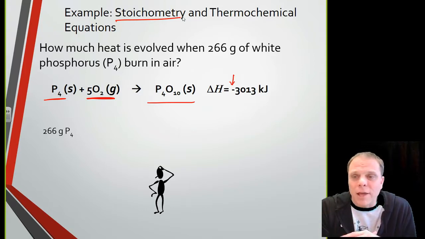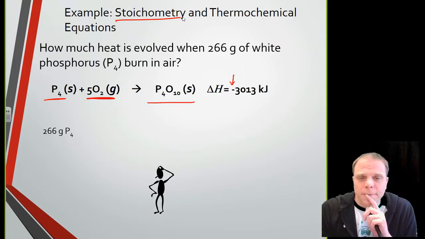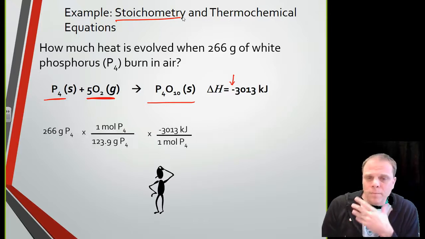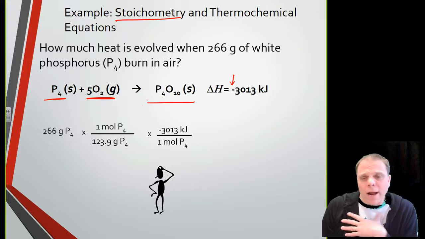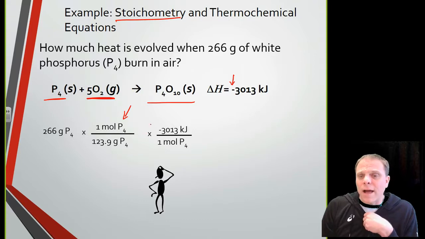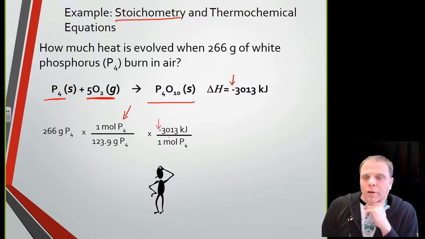So now I have this value of kilojoules. What does that mean? Well, if I look at 266 grams of this white phosphorus, and I think about my molar mass, remember, I got this value from the periodic table. I took phosphorus's molar mass and I multiplied it by 4. And now I can say that I've got 3,013 kilojoules. Notice that it's still a negative sign there for every mole of P4.